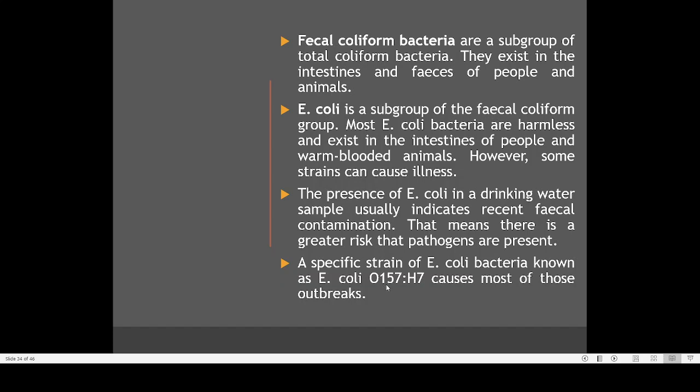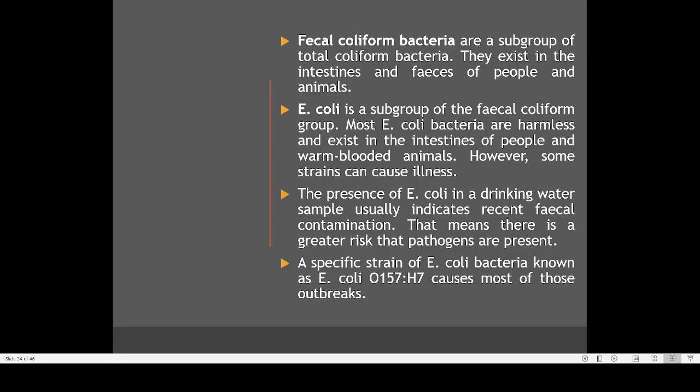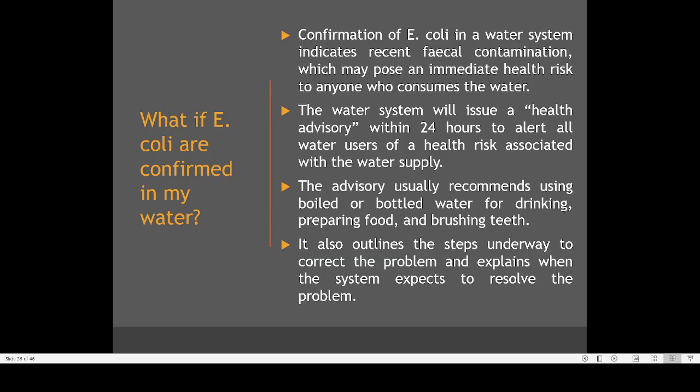But there is one kind of E. coli bacteria known as E. coli O157. This is a variety or strain of E. coli that can cause intestinal problems. So all E. coli are not going to create problems except a few strains of E. coli. Here you can see how E. coli will be appearing. Only one particular strain, E. coli O157:H7, that type of E. coli causes the intestinal outbreak.